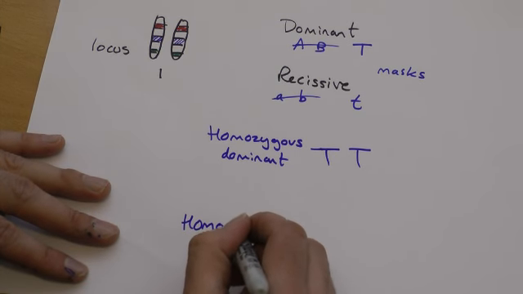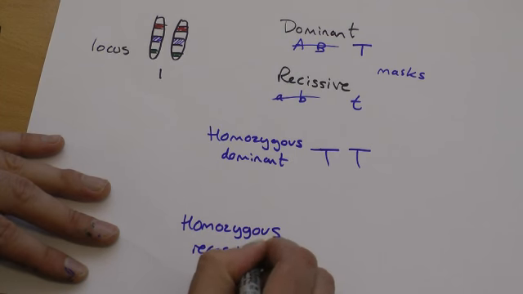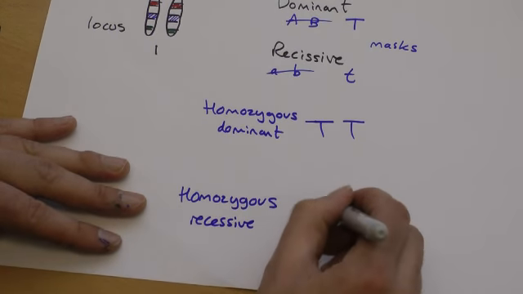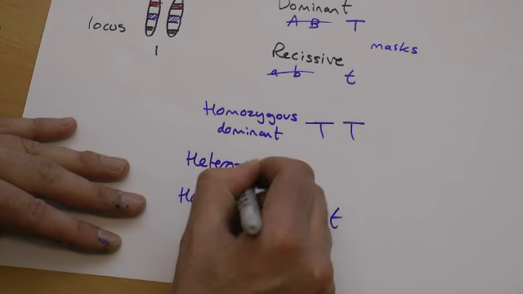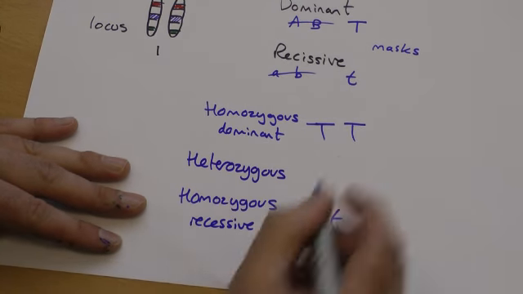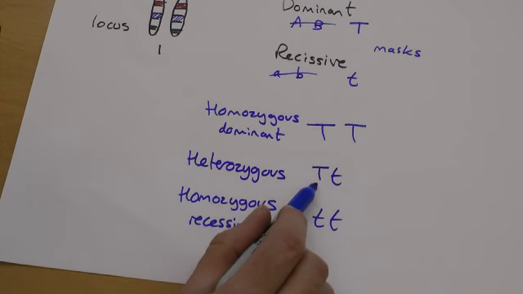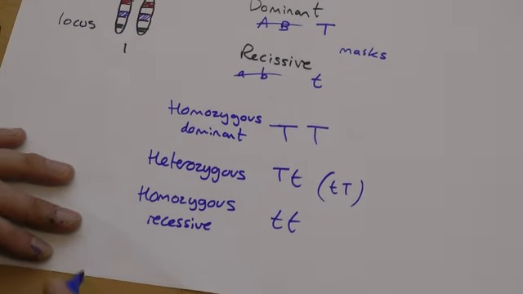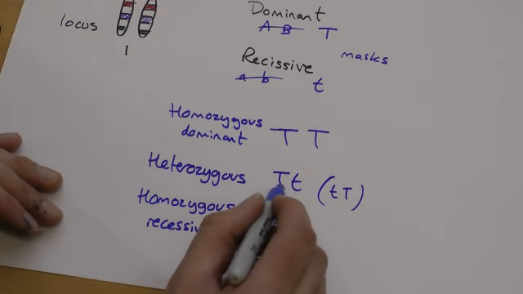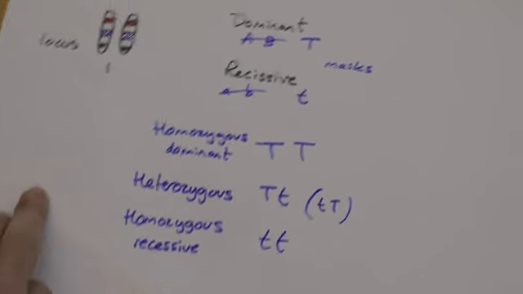We could get two small t's, or two recessive alleles, homozygous recessive, or we could get heterozygous, one of each. Just by convention, we would tend to put the dominant one first. If you write that in an exam, then I wouldn't worry too much about it, but usually we would put big T, little t, like that.